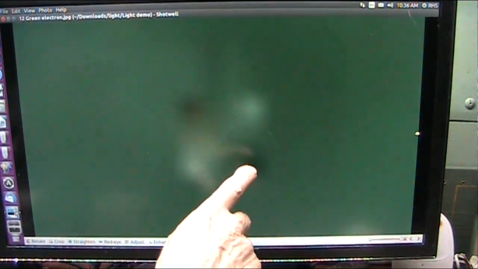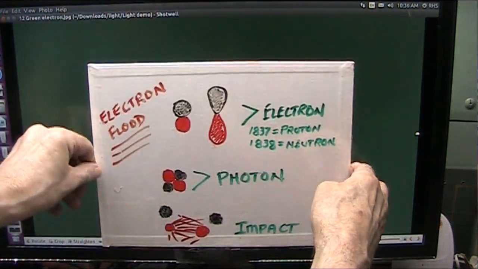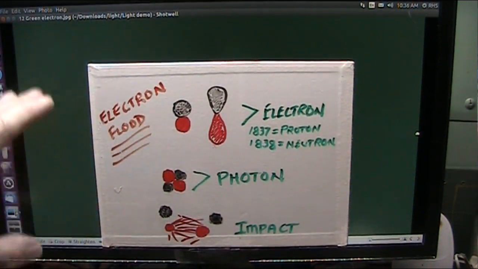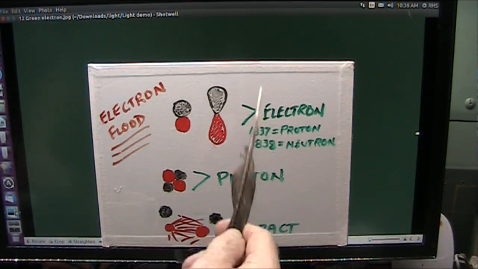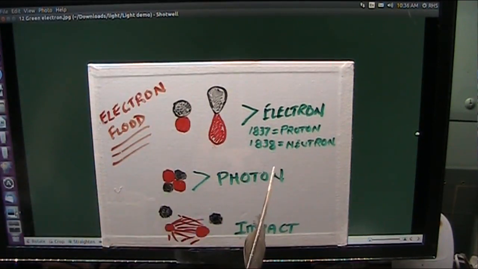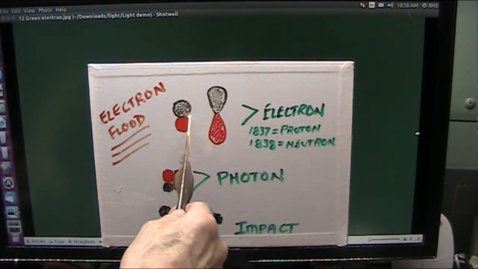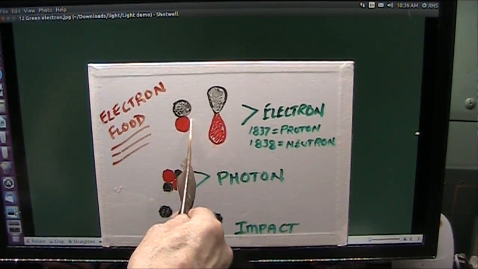I'm going to show you the red ones, and then I will explain to you precisely why the black is responsible for gravity. And here is electron flood theory. In 1 second, you will understand everything there is to know about particle physics. 100% of the universe is made of these particles right here. That's an electron.